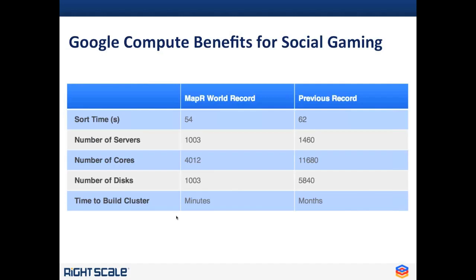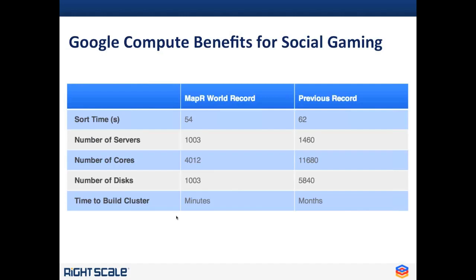The previous record was bespoke hardware, delivered in just under a year to build and roll out, at a cost in the orders of millions, tens of millions of dollars. This was delivered with a third of the number of cores. So instead of 12,000, 4,000 cores, and the number of disks is one sixth.